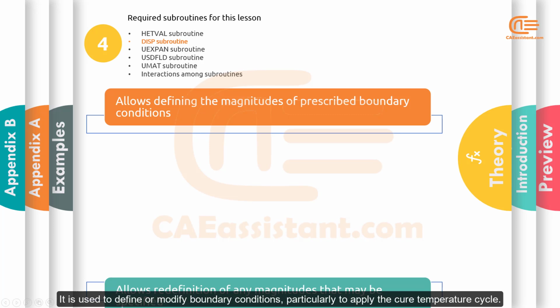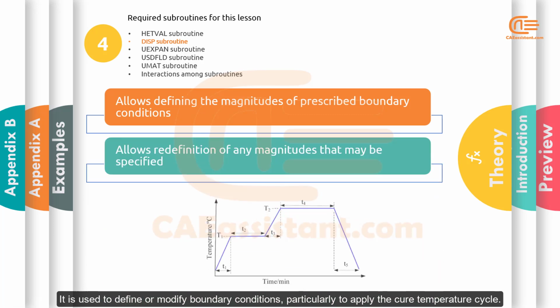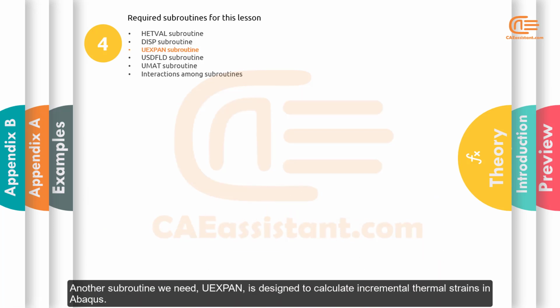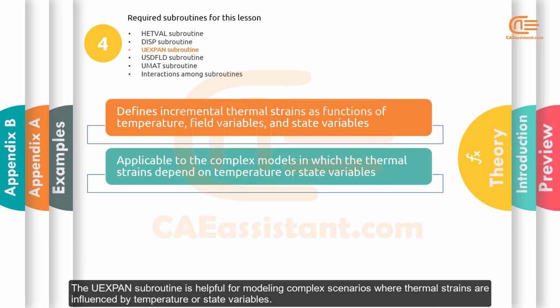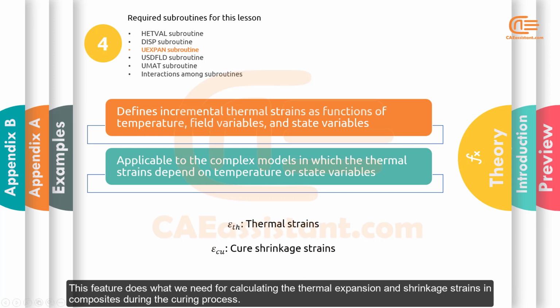It is used to define or modify boundary conditions, particularly to apply the cure temperature cycle. Another subroutine we need, UEXPAN, is designed to calculate incremental thermal strains in Abaqus. The UEXPAN subroutine is helpful for modeling complex scenarios where thermal strains are influenced by temperature or state variables. This feature does what we need for calculating the thermal expansion and shrinkage strains in composite during the curing process.